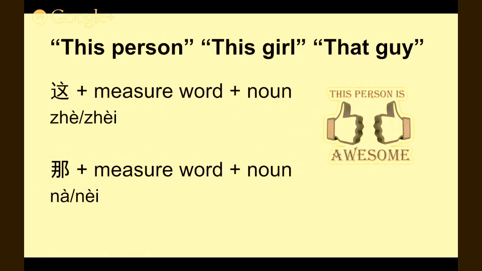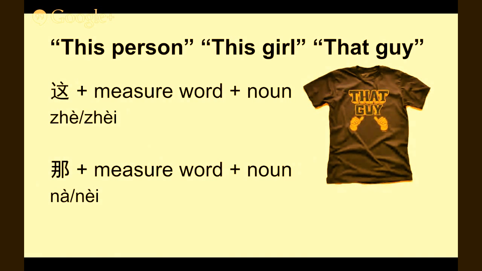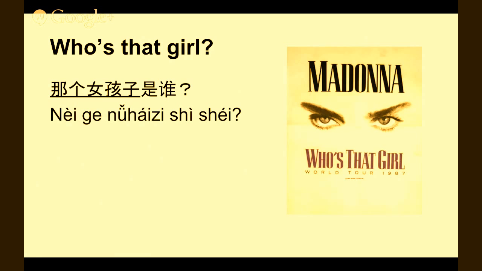So if you had to say this person is awesome, you'd say 这个人很牛. Or that guy would be 那个男孩子. You can put it in a sentence like this. Who is that girl? You would say 那个女孩子是谁?